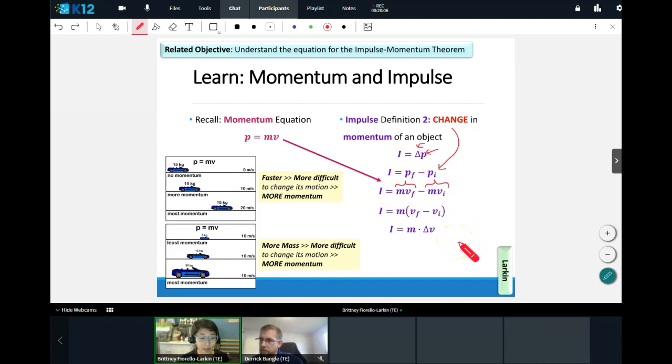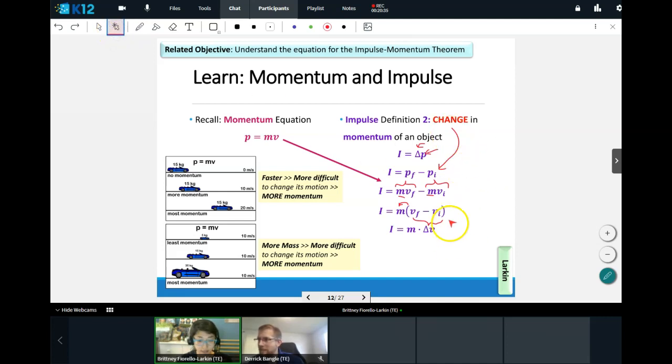Now, if we know a little bit about math, right, if you have the same variable in two terms, you can just pull out that variable. So since I have mass in both of these, I can actually just pull that out. And in parentheses, I can have my final velocity minus my initial velocity left over. And this final minus initial velocity is our change in velocity. So I can just turn this back into delta V for change in velocity.